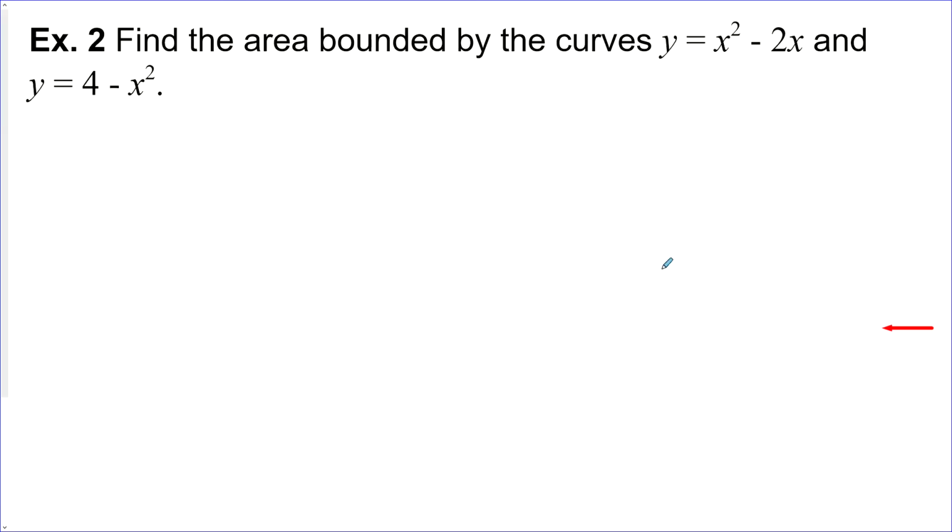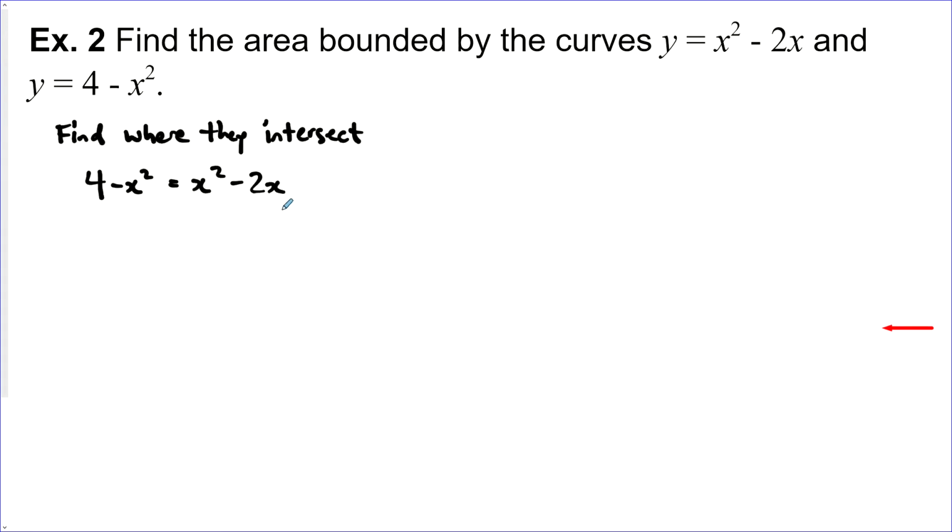Find the area bounded by the curves y equals x squared minus 2x and y equals 4 minus x squared. They're not giving us upper and lower bounds, so we need to find where they intersect. And we're going to do that by setting them equal to each other. So 4 minus x squared equals x squared minus 2x. Let's go on this side, so plus x squared on both sides, 2x squared, minus 4 on both sides, and we get this.